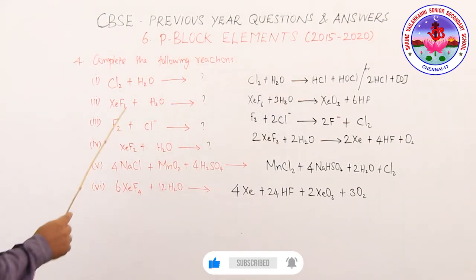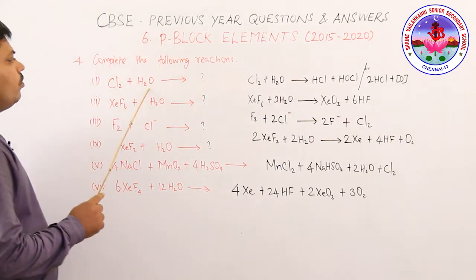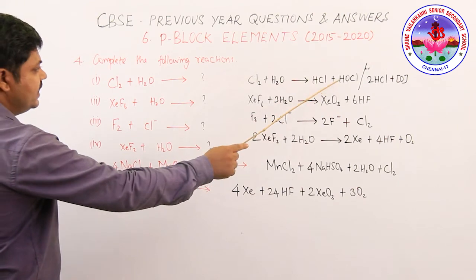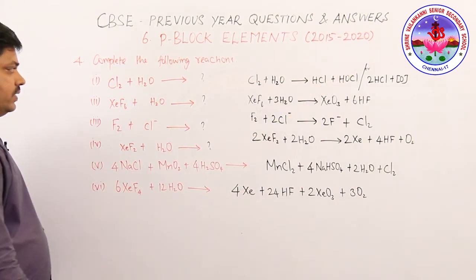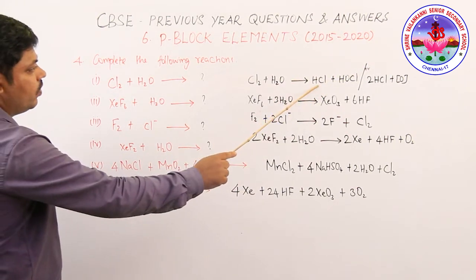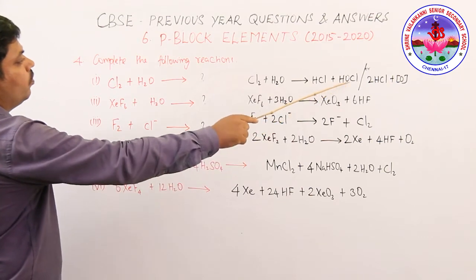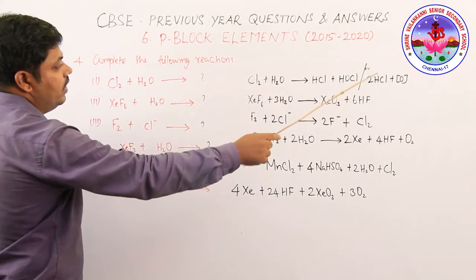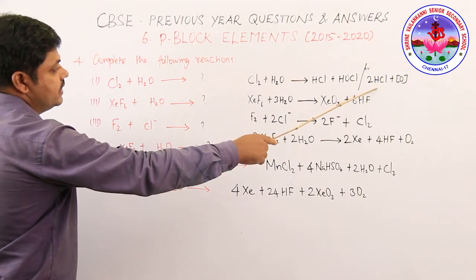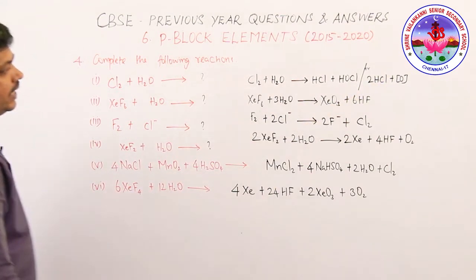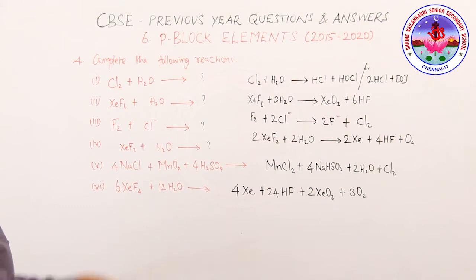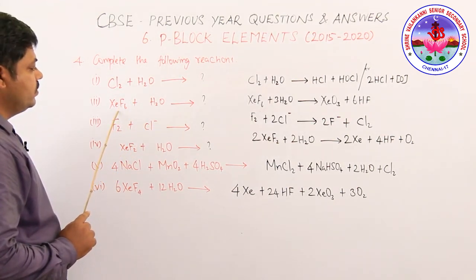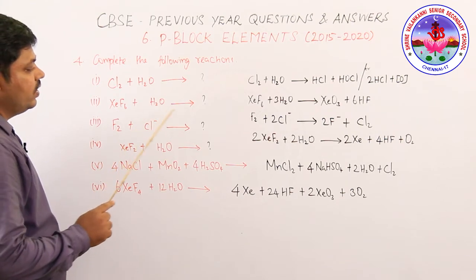First question, the answer is when chlorine reacts with water to produce HCl, hydrogen chloride, and hypochlorous acid. See, 2 moles of the hydrogen chloride HCl and the nascent oxygen. Then the second question, xenon hexafluoride reacts with water to give what?